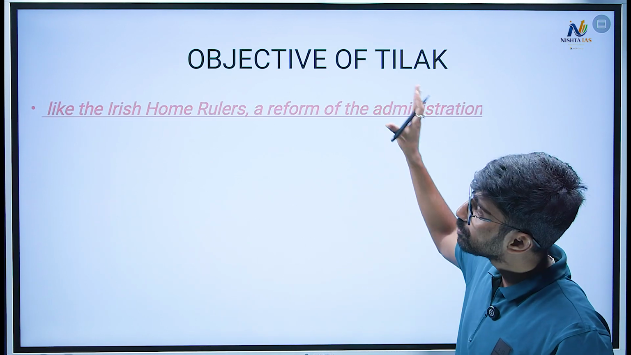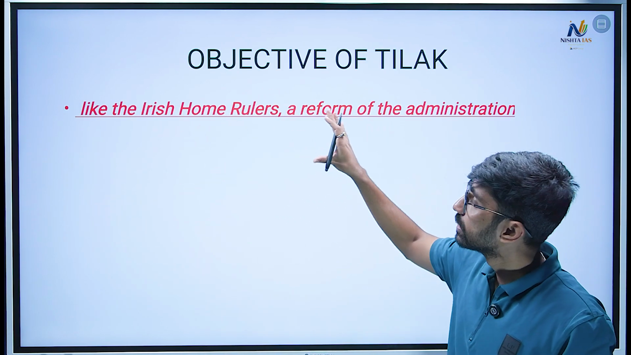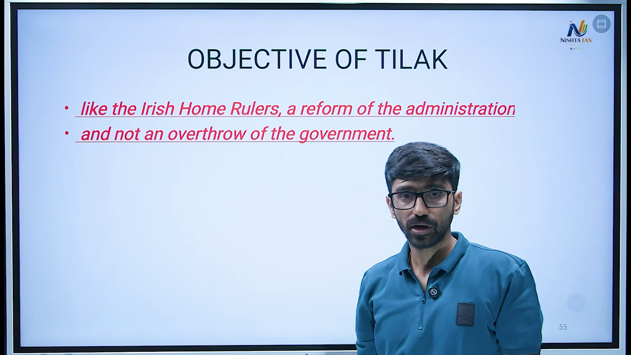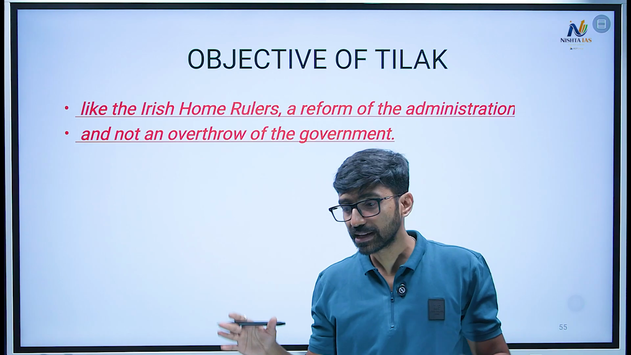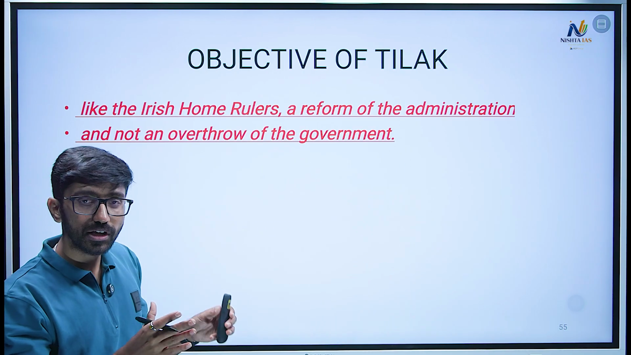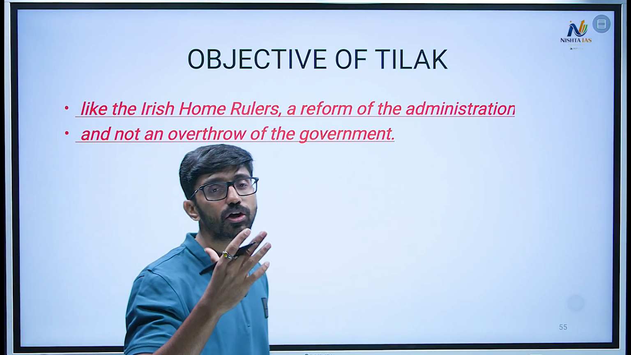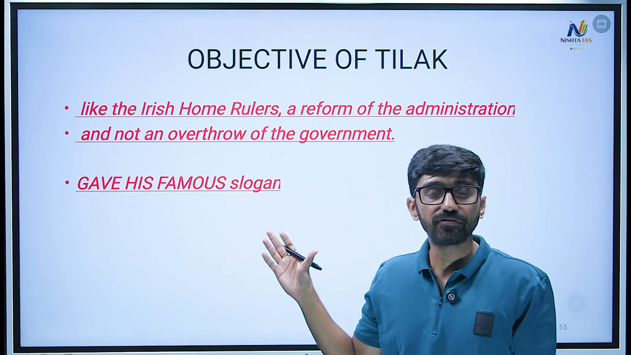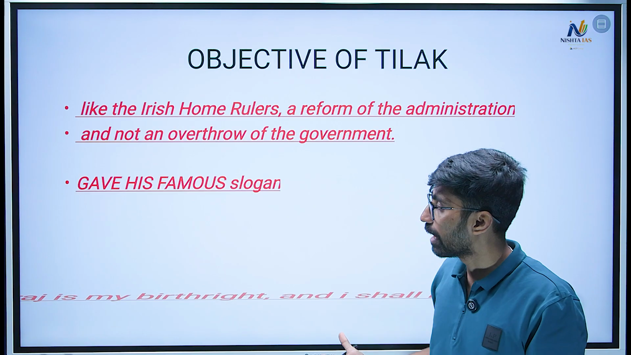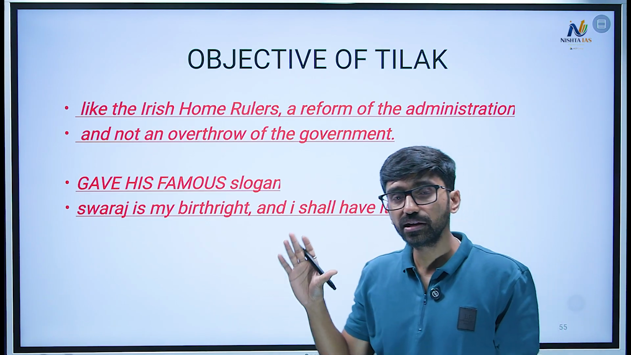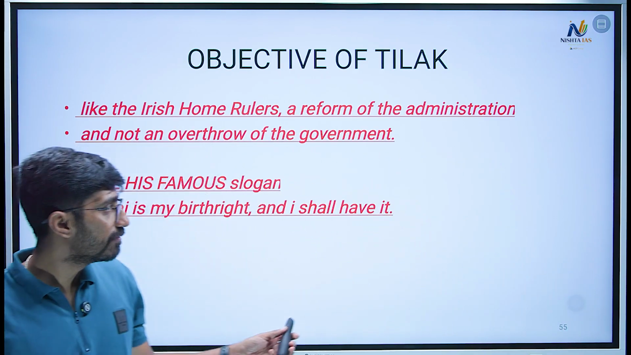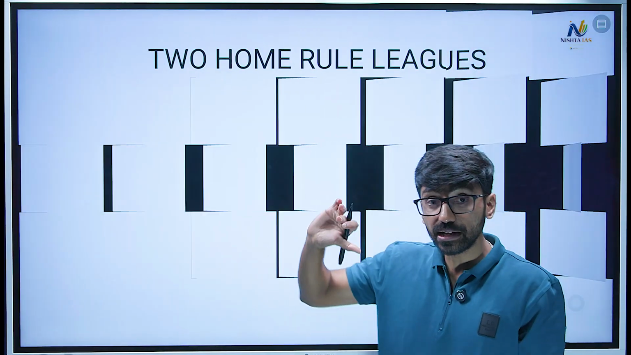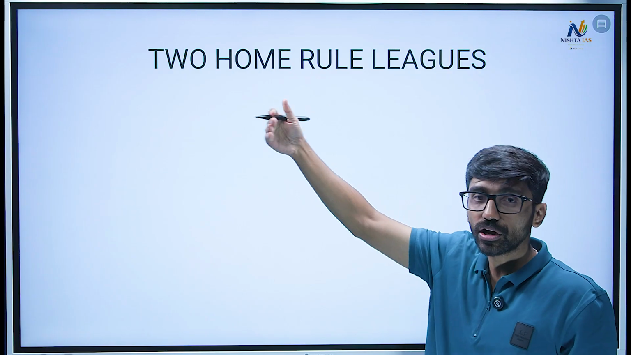Now, what is the objective of Tilak? Like the Irish Home Rulers, a reform of the administration, not the overthrow of the government. It is not the complete overthrow of the Britishers, but rather asking them to bring some kind of reforms within the country, and give greater autonomy within the British Empire only. And that is where he gave this famous slogan. What is that famous slogan? Swaraj is my birthright and I shall have it. During this moment only, Bal Gangadhar Tilak gave this particular statement. Swaraj is not complete independence, but greater autonomy within the British Empire.